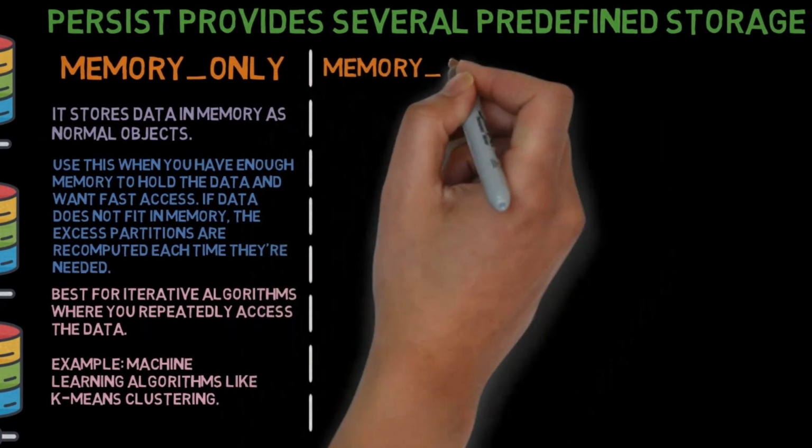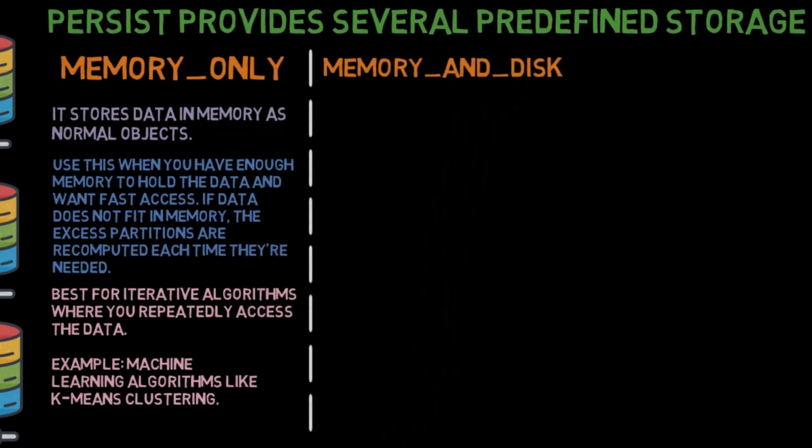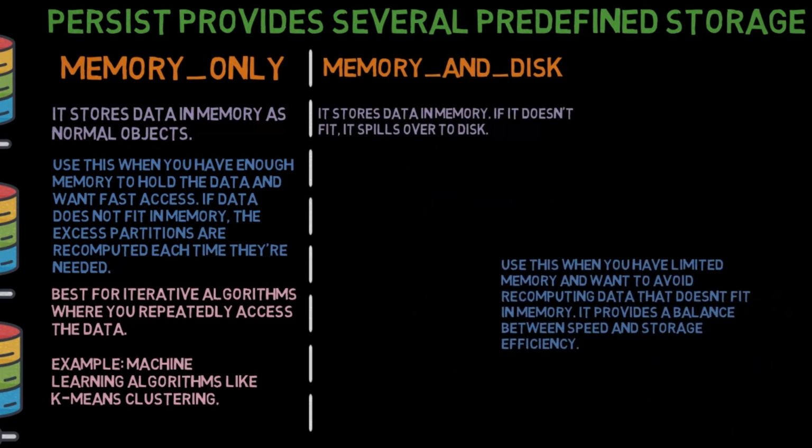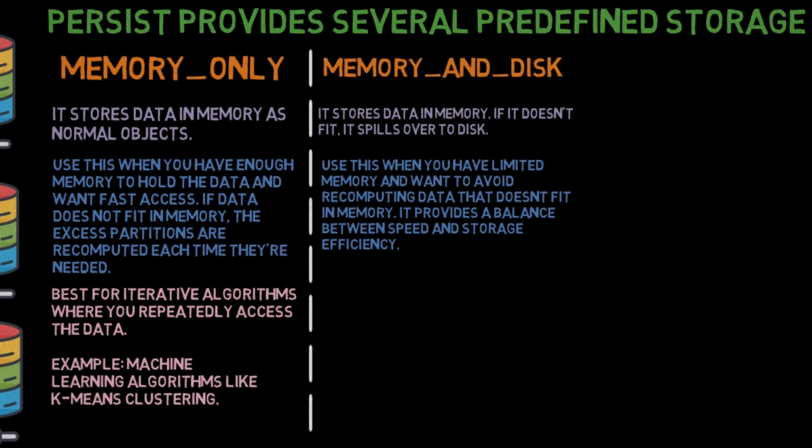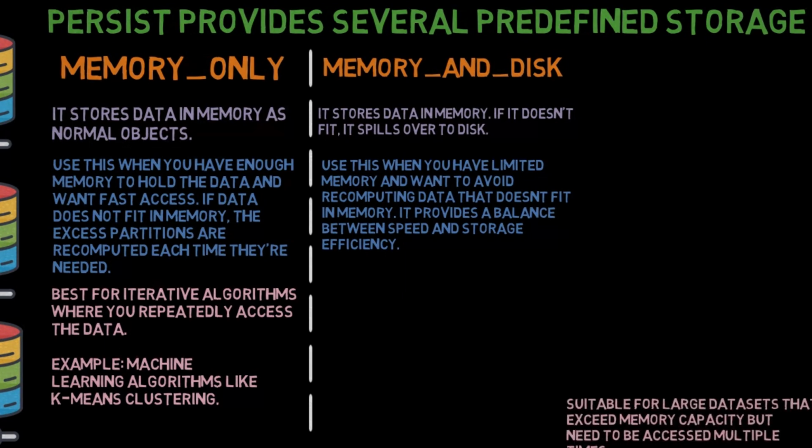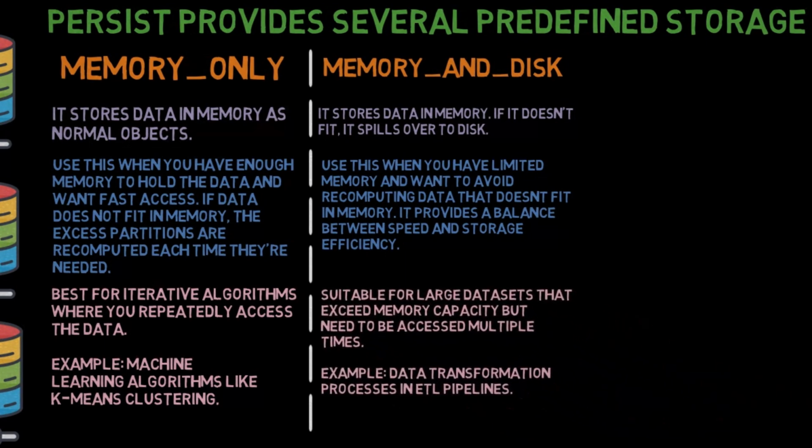Memory and disk. It stores data in memory. If it doesn't fit, it spills over to disk. Use this when you have limited memory and want to avoid recomputing data that doesn't fit in memory. It provides a balance between speed and storage efficiency, suitable for large datasets that exceed memory capacity but need to be accessed multiple times. Example: data transformation processes in ETL pipelines.